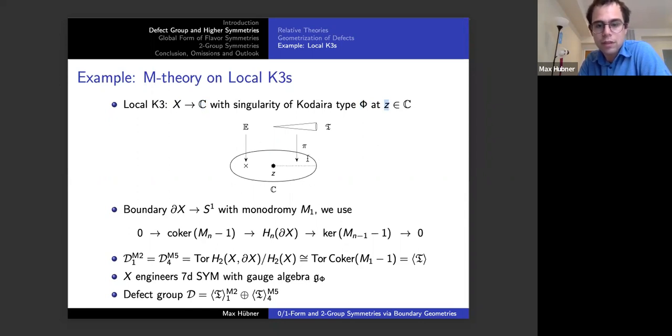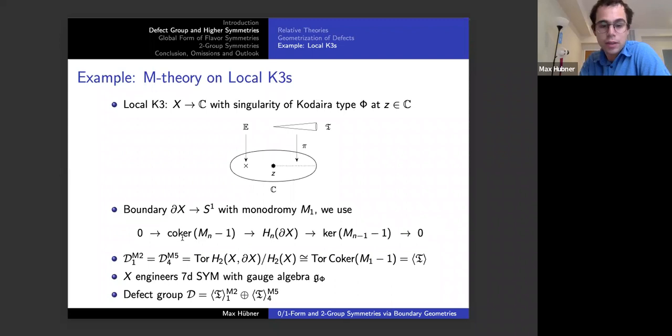So here I've sketched the geometry. There's the base copy of C. There's a marked point where the fiber degenerates, and there's a generic elliptic fiber. Now, according to the previous slide, we need to understand all these cigar-like objects. And in particular, we need to understand the homology of the boundary of the space. The boundary of this local K3 is, well, it's the elliptic fiber restricted to the boundary of the base, which is just a circle. And this structure allows us to compute the homology groups very, very easily.